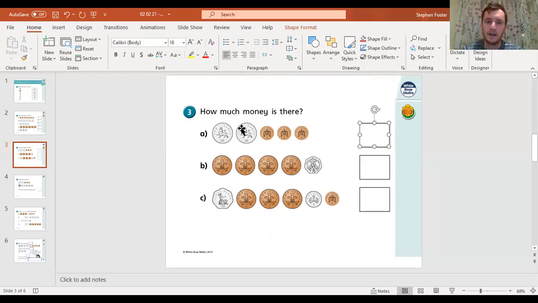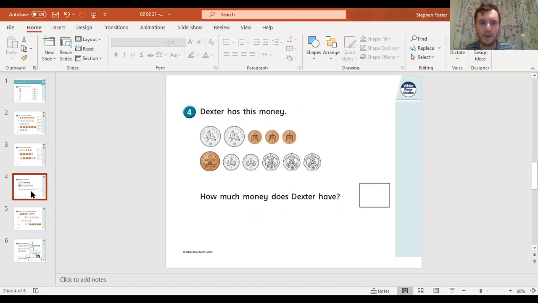The first one, 10, 20, 1, 2, 3. That one is equal to 23 pence. Then, well, I'm going to start with my 20 actually. I like to start with the coin with the biggest value. It goes 20, 22, 24, 26, 28. That one is equal to 28 pence. Last one, 50 plus 5 is 55, 57, 59, 61, 62. 62 pence for the last one. Again, well done if you managed to get those.